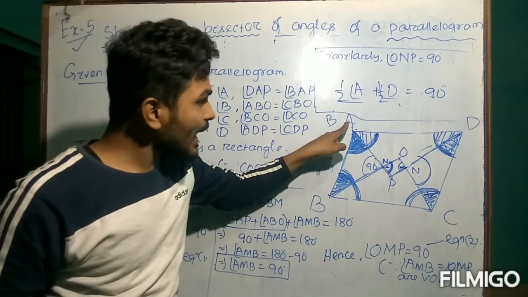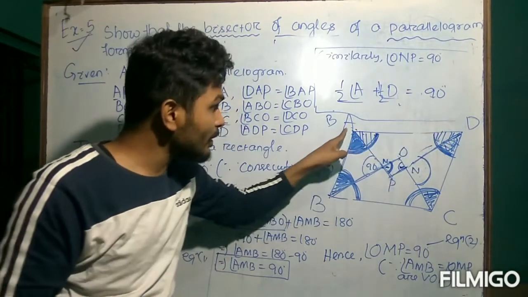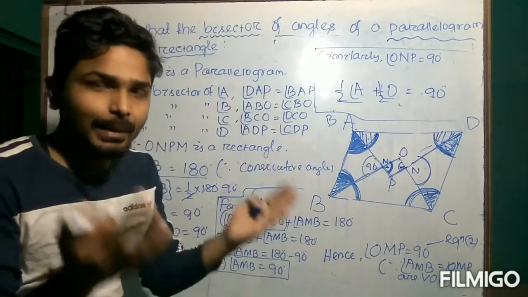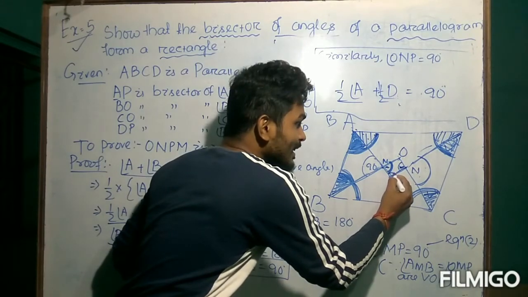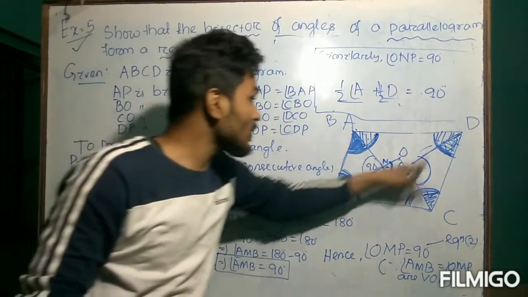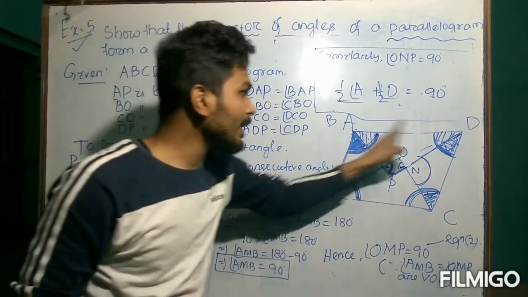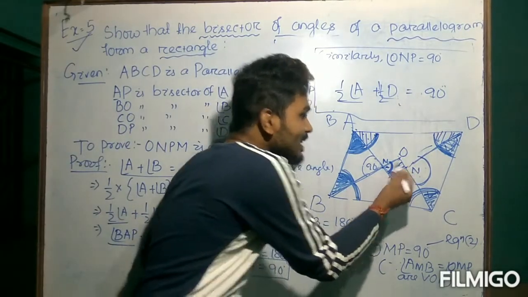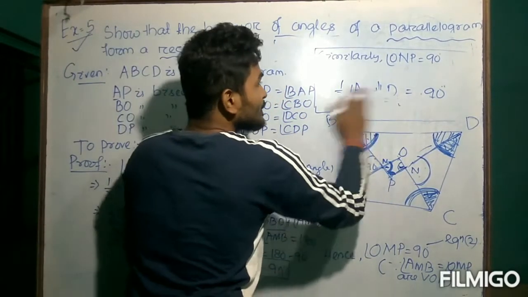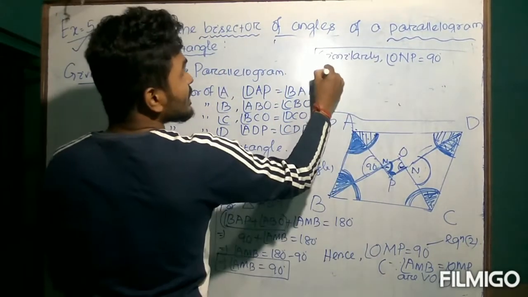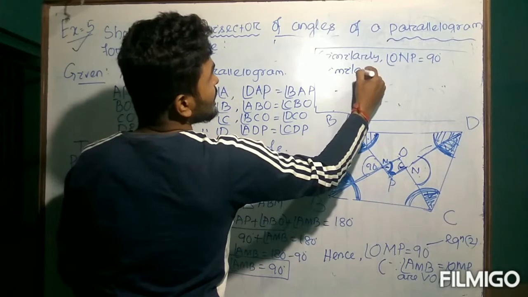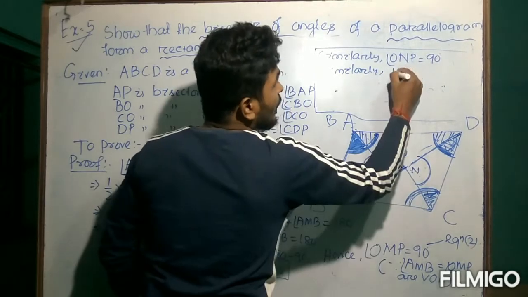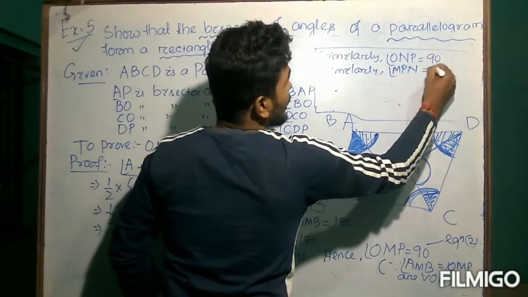Okay. Now for the triangle APD, carefully look at this. For the triangle APD, this angle plus this angle is 90 degrees. It means this angle must be 90 degrees. Why? Because in a triangle the three angles sum is 180 degrees. If any two angles are 90 degrees, then this angle must be 90 degrees. So here we have found that this angle is 90 degrees. Okay. So we can write similarly this angle MPN is equal to 90 degrees.